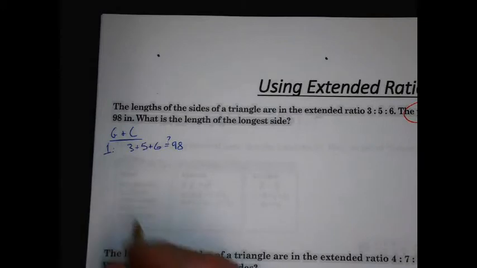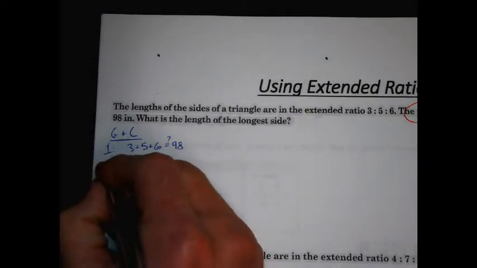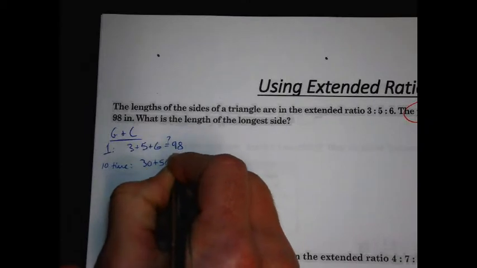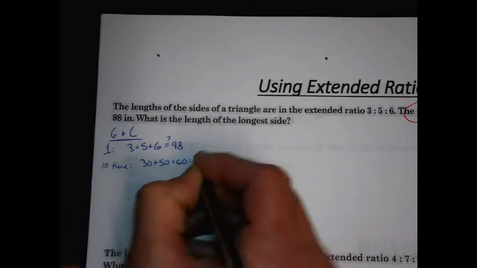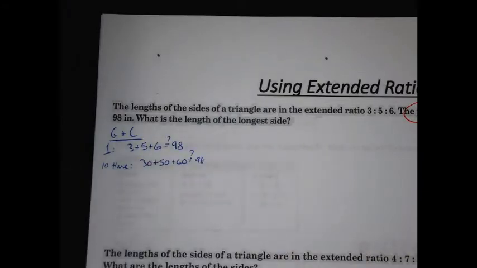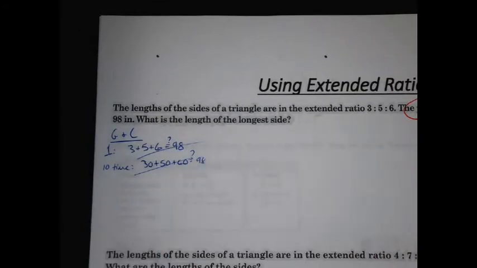And you can do it again. Is it 10 times? So we have 30 plus 50 plus 60. Is that 98? And the answer is no. It's actually bigger, so it's somewhere between 1 and 10. But you can do the guess and check method. I prefer we used algebra though.